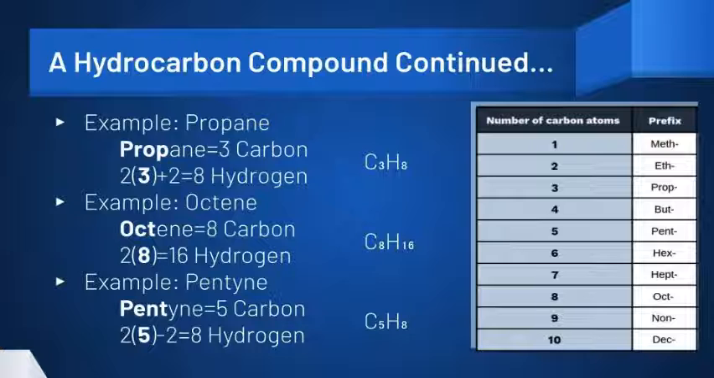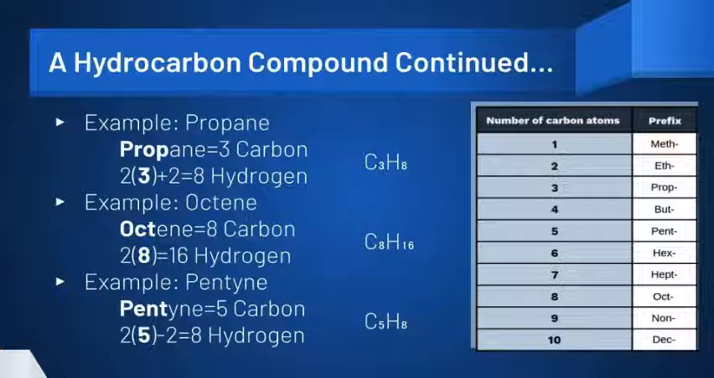This next example, we have octene. Now, oct means 8, so we have 8 carbon. Ene means times 2, so we would have 16 hydrogen. Octene, therefore, would be C8H16.